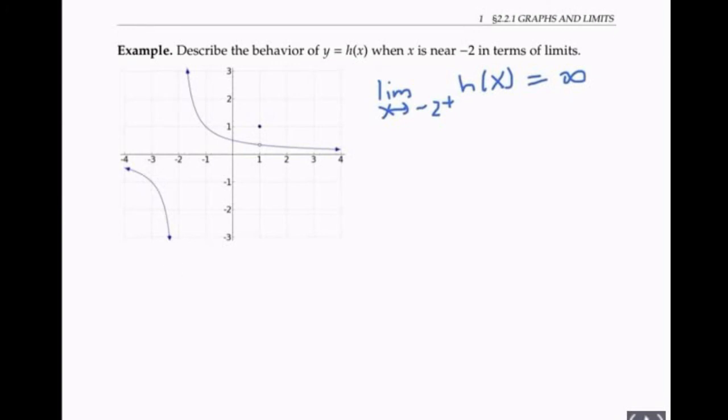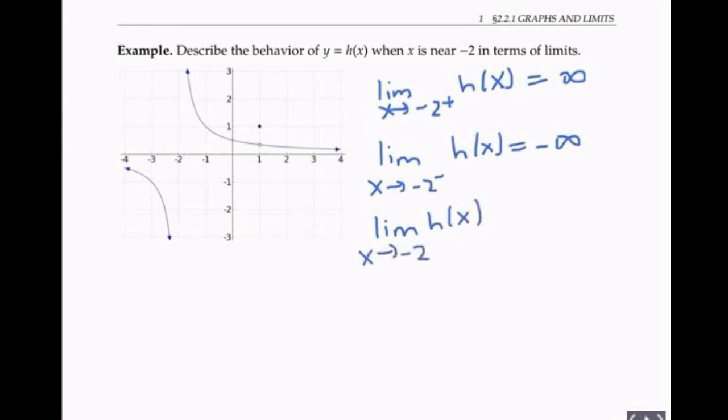In terms of limits, we can say that the limit as x goes to negative 2 from the left of h(x) is negative infinity. In this example, the limit of h(x) as x goes to negative 2, not specifying from the left or the right, means we have to approach negative 2 from both sides, and so this limit does not exist because the limits from the left and the right are heading in opposite directions.